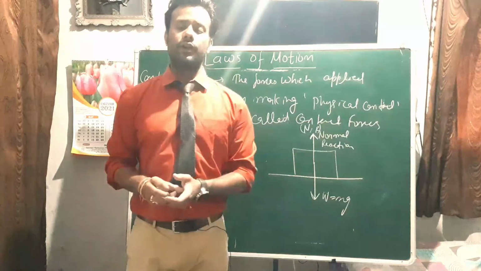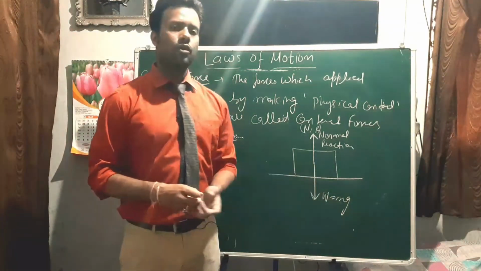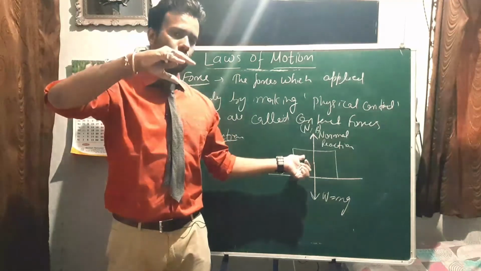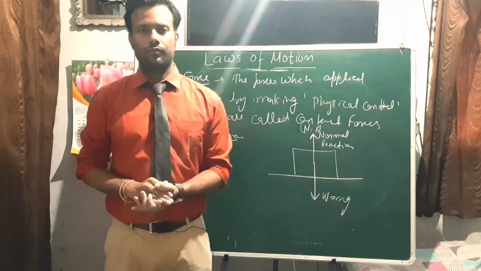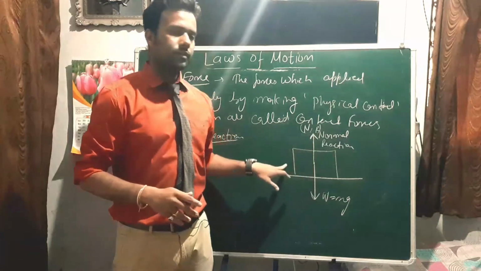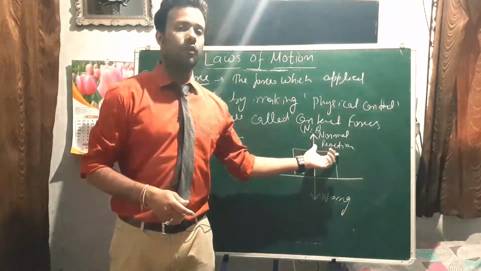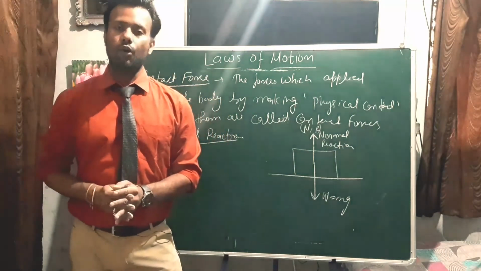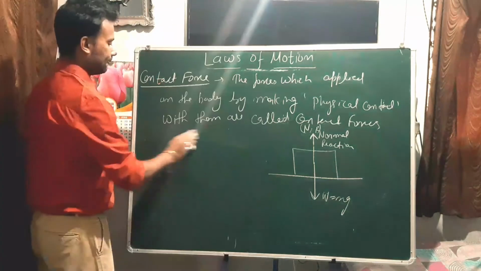So this normal reaction only acts between the table and the block when the book or block is in contact with the table. Now, mathematically, if this block is stationary, then the amount of normal reaction is always equal to the weight of the body. This is another example of the contact force.